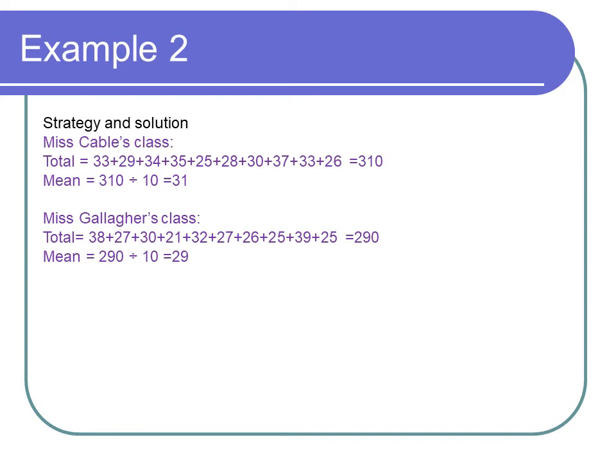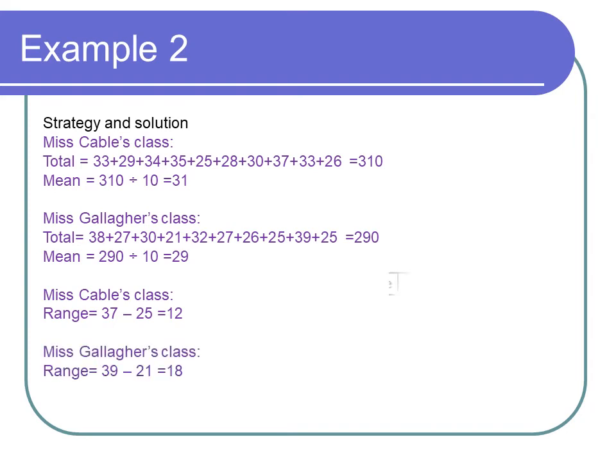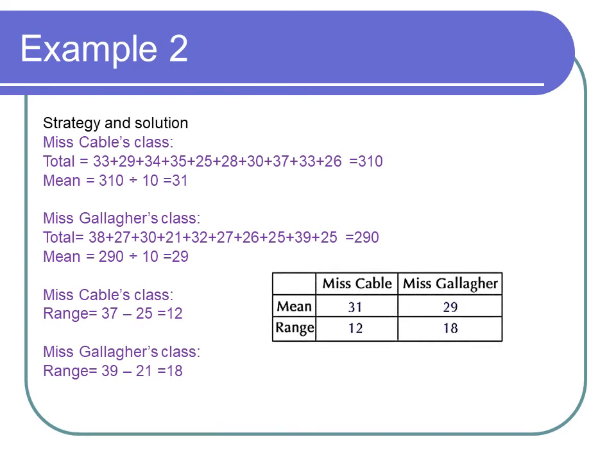Now let us find the range. The range will be the difference between the greatest number and the smallest number for each class. For Miss Cable's class, the greatest number was 37 while the smallest number was 25, so 37 minus 25 is equal to 12. While for Miss Gallagher's class, the highest number is 39 and the smallest number is 21, so the range will be equal to 18.